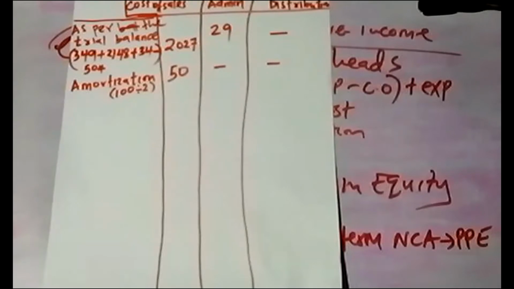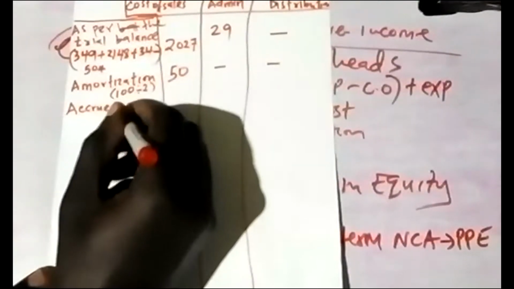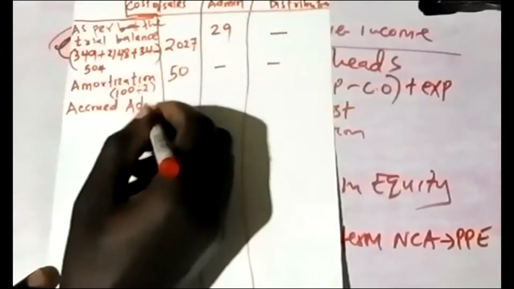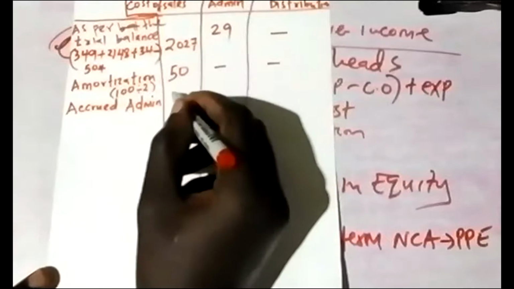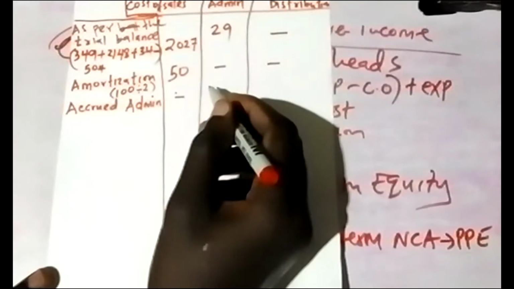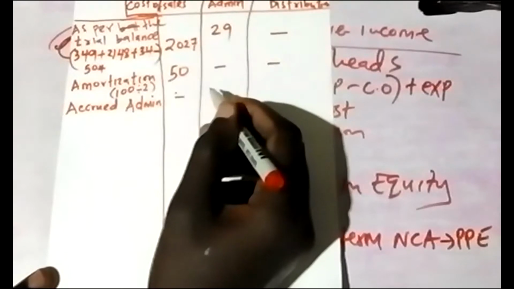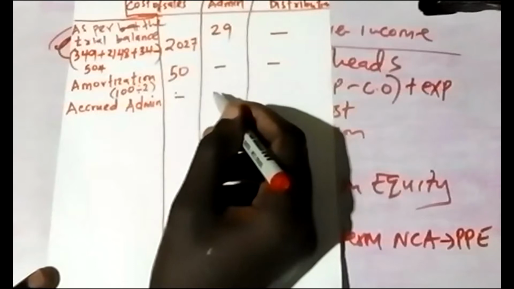Number 3, they talked about accrued admin expenses and the salaries and wages. So we have accrued admin expense. First we do what? We add it back to the respective expense.